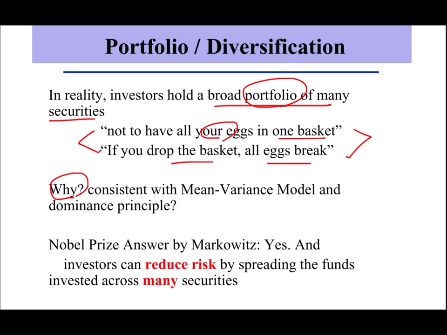Is this consistent with the mean variance model developed by Markowitz and the dominance principle? Markowitz says, yes, we can actually understand these portfolio diversifications using the mean variance principle. The answer is that an investor can reduce risk by spreading the funds invested across many securities. What is the essence of this argument?